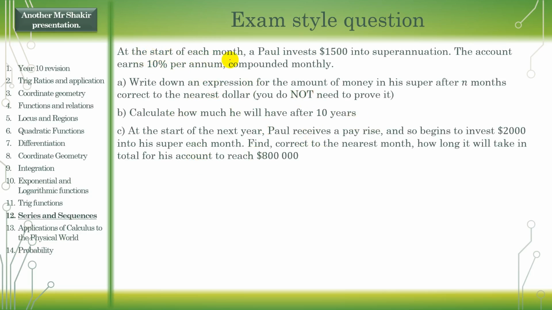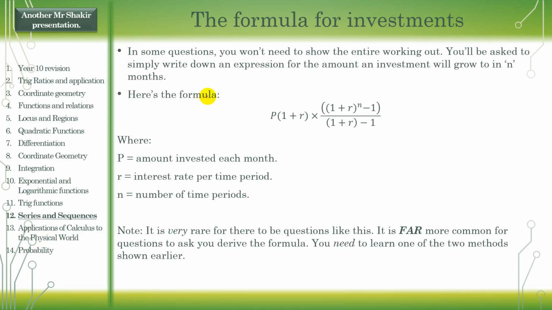Like over here. At the start of each month, and so on. Write down an expression for the amount of money in his super after n months corrected to the nearest dollar. You do not need to prove it. I'd put this in myself, right? But over here, if you see the wording of the question, they haven't asked us to actually figure it out. They've just told you to write down an expression. And if that was a question, then you'd be able to use this formula. But that's very, very rare.